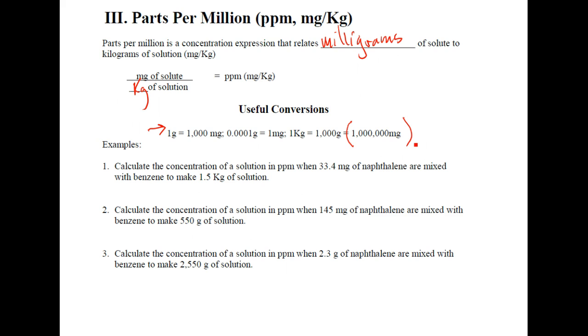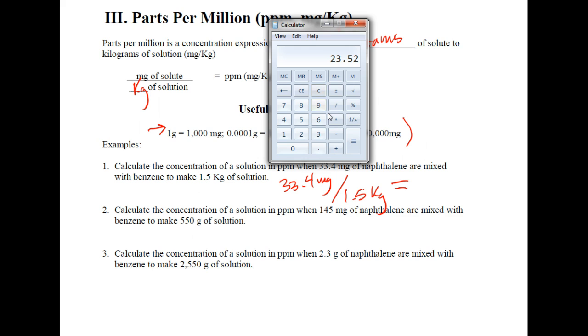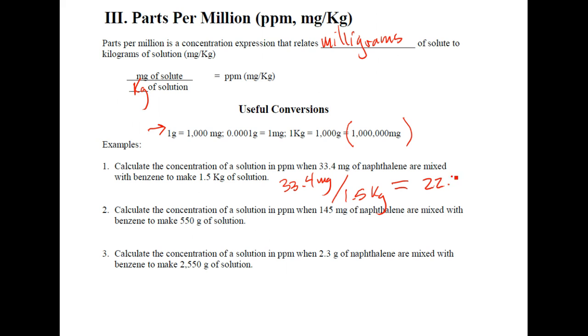So let's go. Number 1, calculate the concentration of a solution in parts per million when 33.4 milligrams of naphthalene are mixed with benzene to make 1.5 kilograms of solution. Milligram over kilogram. I just need to type those in and I am done. So 33.4 divided by 1.5, enter, 22.3. Are you kidding me? That was easy. Our unit is called parts per million. We are done.